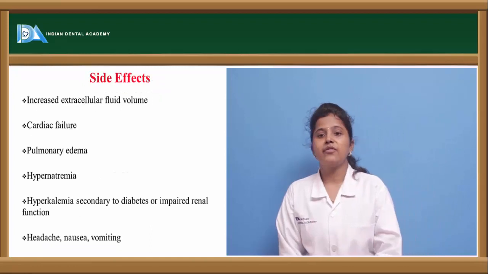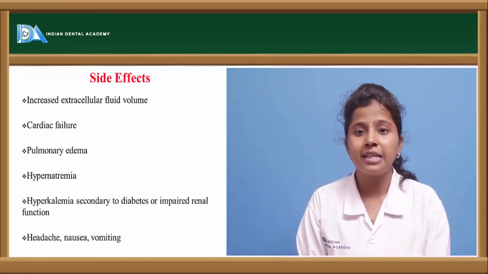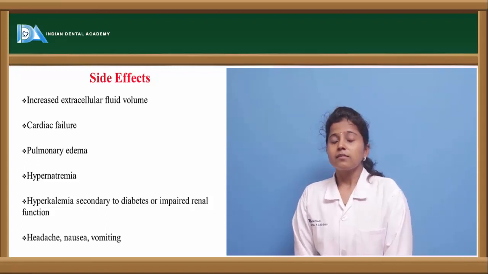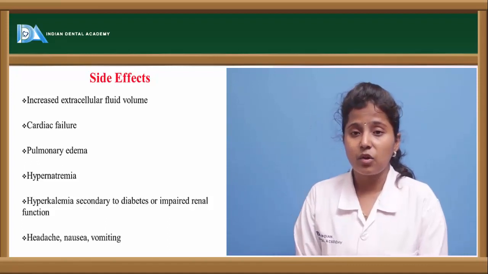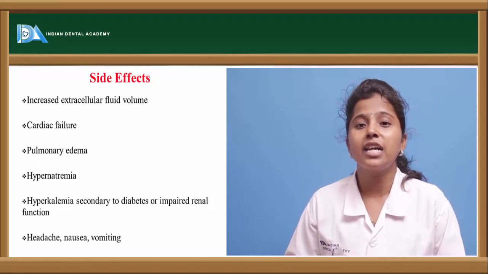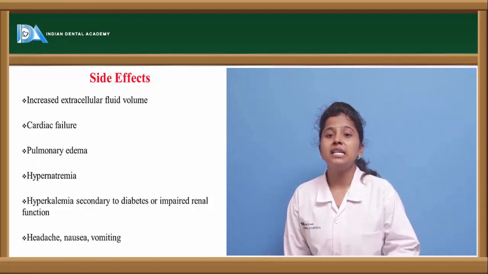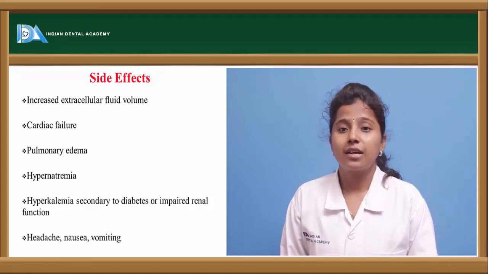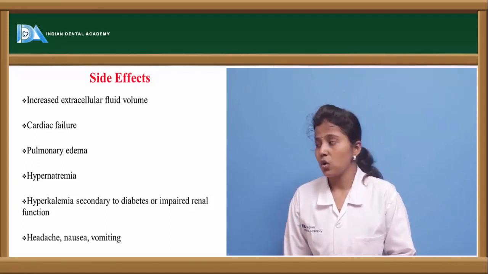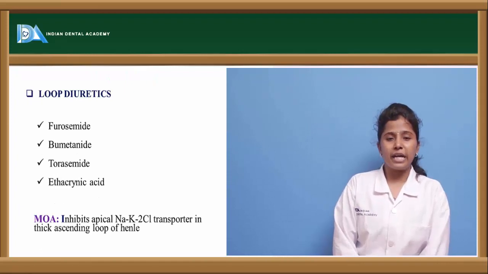There are some side effects also of these osmotic diuretics. When osmotic diuretics are given in increased concentration, it causes cardiac failure. Sometimes it causes renal failure also. There are common side effects like headache, nausea, vomiting, and it causes hyperkalemia, that is, increased potassium loss out of the body, and it causes hypernatremia also.